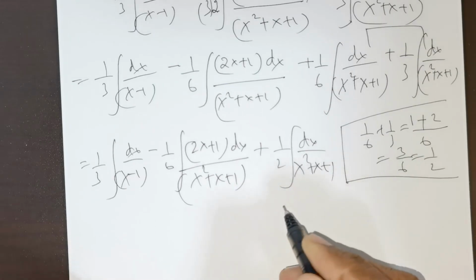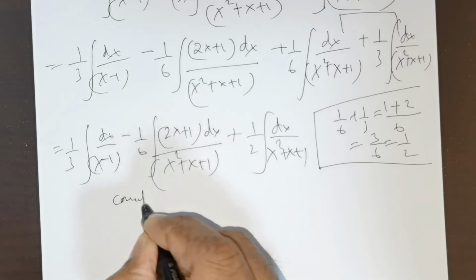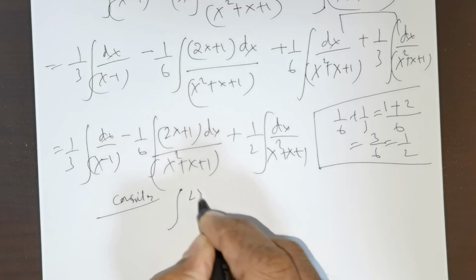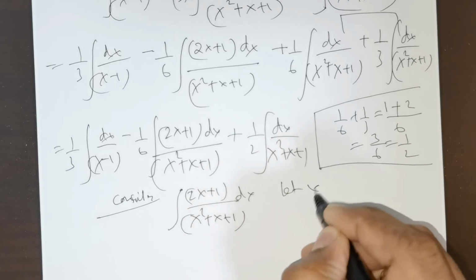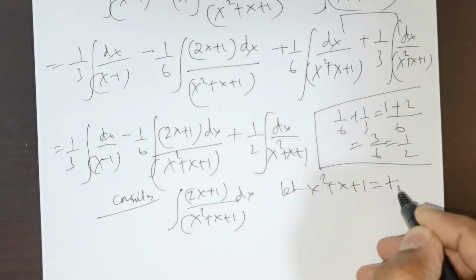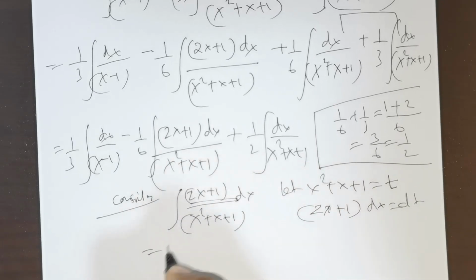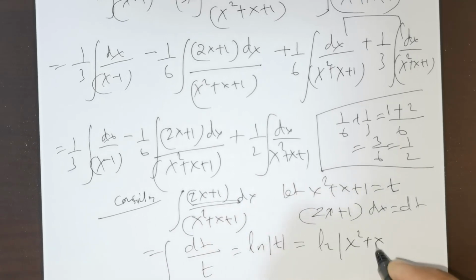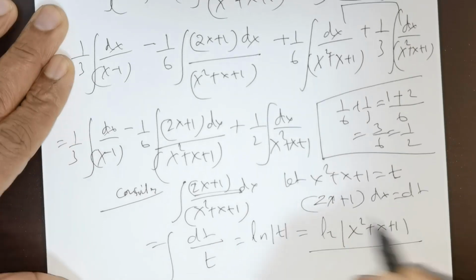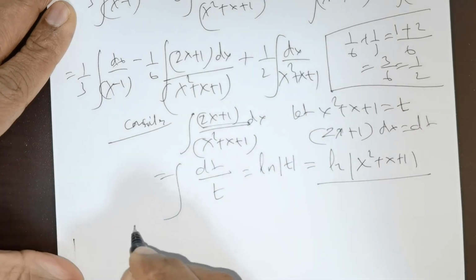Now let me consider integral (2x + 1) divided by x² + x + 1 times dx. Let me take x² + x + 1 equal to some t. I differentiate, I get (2x + 1) times dx equal to dt. So that is there in the numerator. So this is going to be dt divided by t. You integrate this, you get ln of t, which is nothing but ln of x² + x + 1. You don't have to add the arbitrary constant because it's only part of this quantity. So this is done.